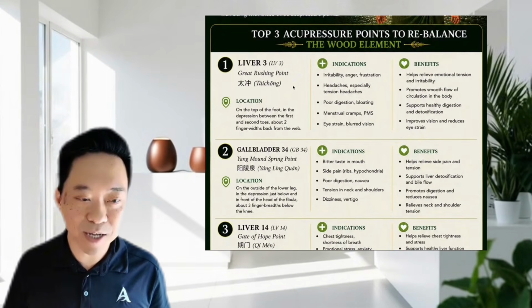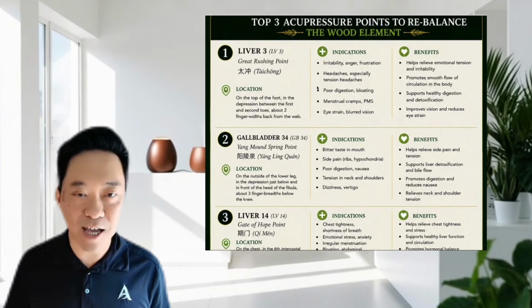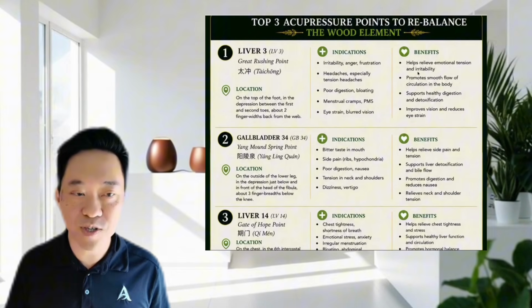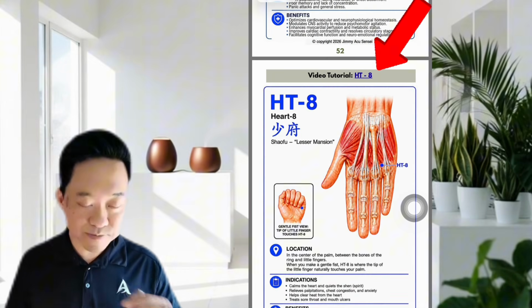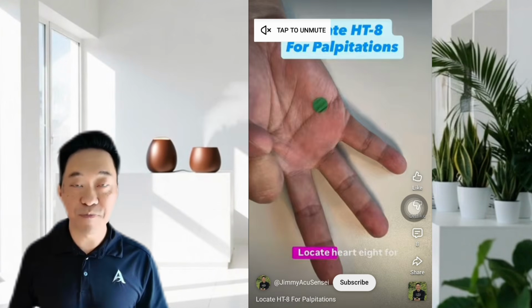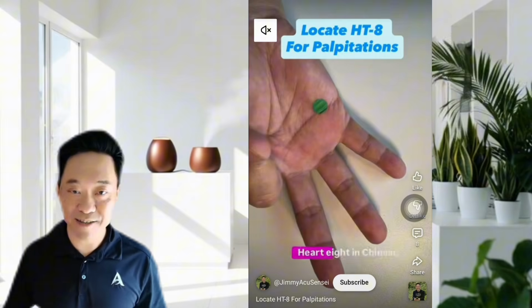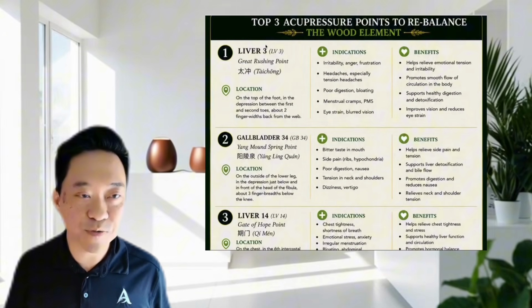So liver 3, gallbladder 34. I've listed the indications, how it benefits you. This is how to locate it. At the end of this guidebook, I have links to videos of me demonstrating how to locate it. But I'll just go over this first one.